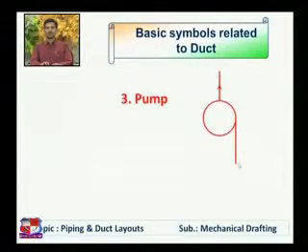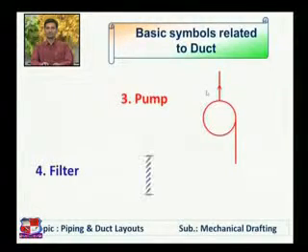Here fluid is taken from one place, and here fluid is supplied. This arrow indicates fluid is taken from this side and supplied to this side. Hence the pressure of fluid would be lower over here, and here the pressure would be higher.